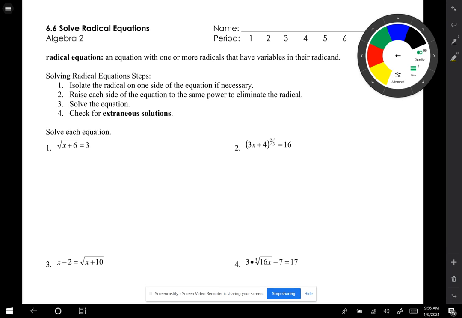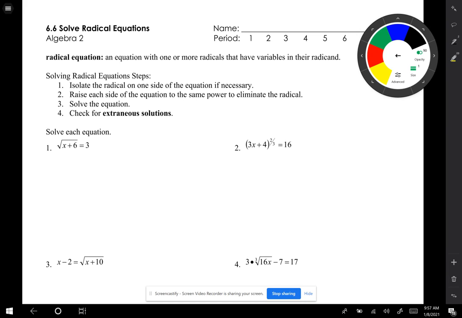Hello, Algebra 2 students. Today we will be doing 6.6 notes, solve radical equations. This might be your most favorite section of chapter 6. A radical equation is an equation with one or more radicals that have variables in their radicand.